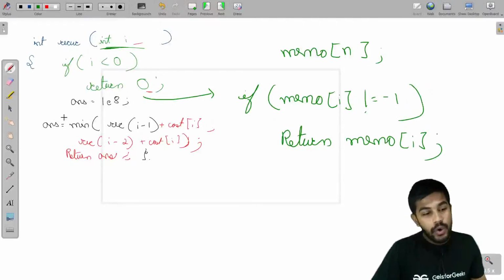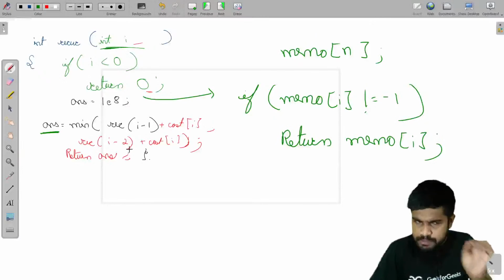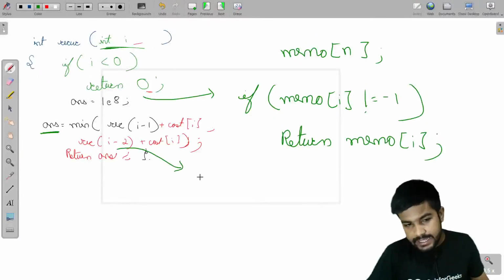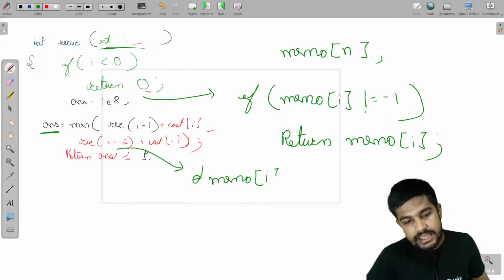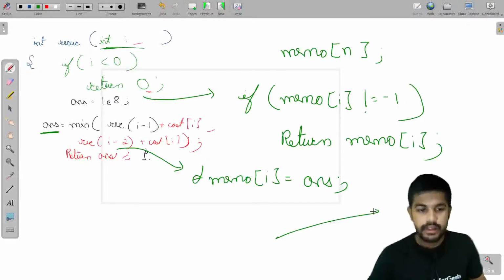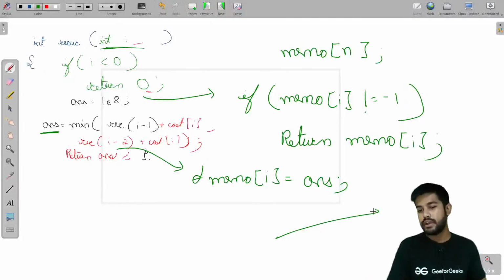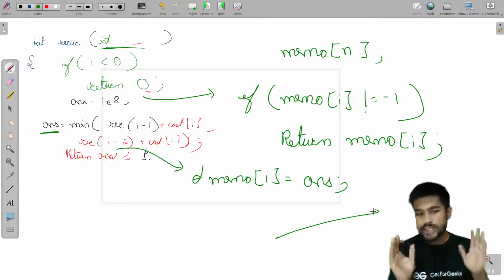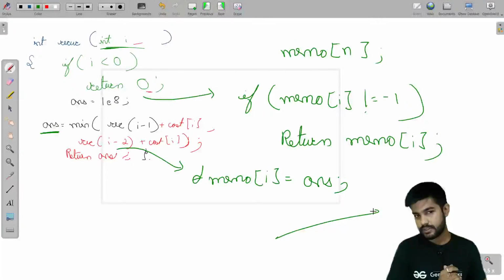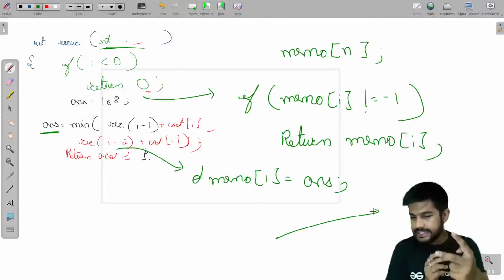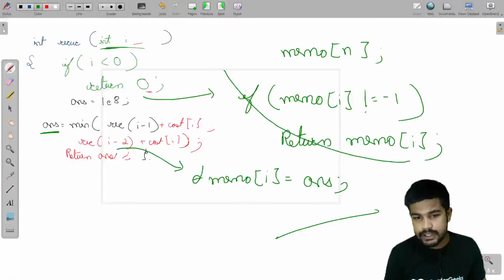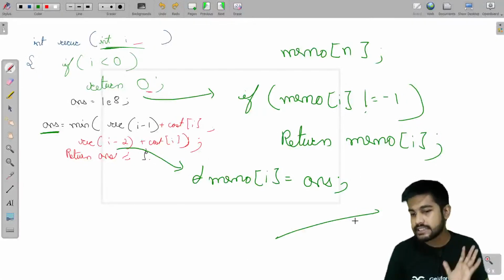And one more thing you need to do. After having the answer, just before returning it, we write memo of i equals answer. And do you know this is DP? This is what DP is. Was this easy or not? Just write these two lines and it is DP. Write an if statement here, save the answer, and this is it.